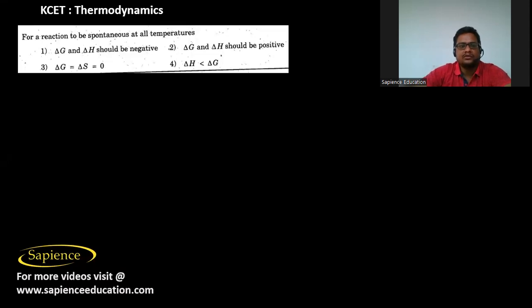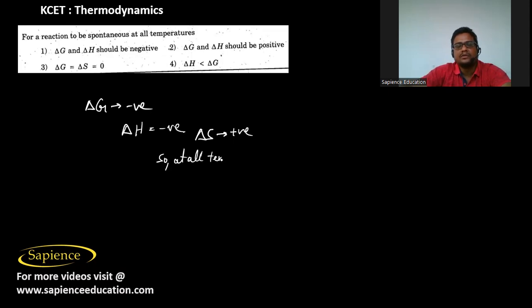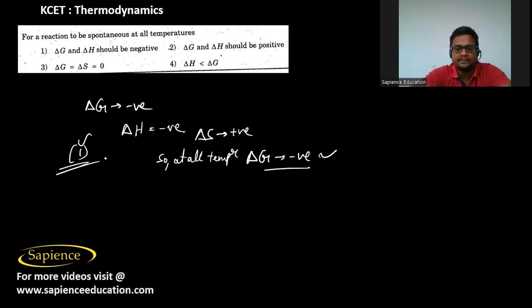Then here it is asked: for a reaction to be spontaneous at all temperatures. Here delta G should be negative and delta H should be negative also. And here delta S should be positive, so that at all temperatures delta G can be negative. So it means that delta G and delta H should be negative for the reaction to be spontaneous at all temperatures. So option 1 is the correct answer.